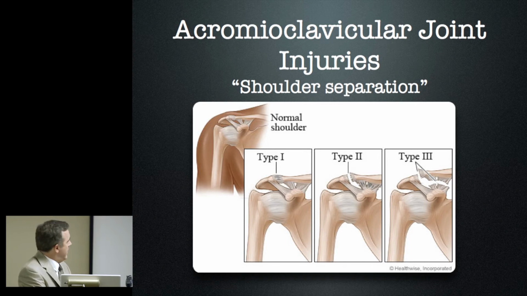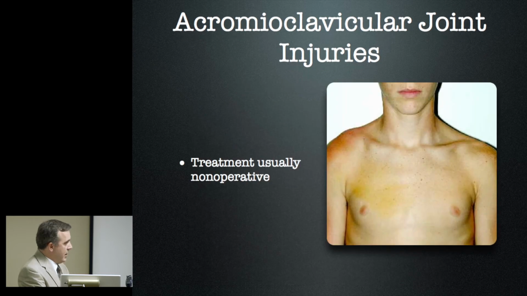There are 3 different grades, actually 6 different grades, but 3 we'll look at today. A type 1 is just damage to the joint itself, and that's going to heal pretty uneventfully. A type 2, we damage the joint. We may have actually damage to one of these ligaments. A type 3, you damage both of those. Most of these we can still treat non-operatively. You may end up with a small bump.